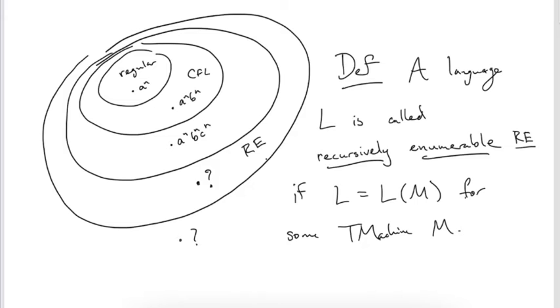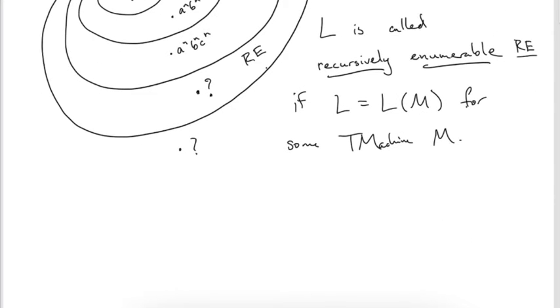Now, that includes all of the lower categories, so it does include things like A to the N, B to the N, C to the N. But actually A to the N, B to the N, C to the N is in a special category which is smaller than the RE category, which I will try and describe in 10 minutes or so. We'll come back to that picture. But anyway, RE means it is the language accepted by a Turing machine.